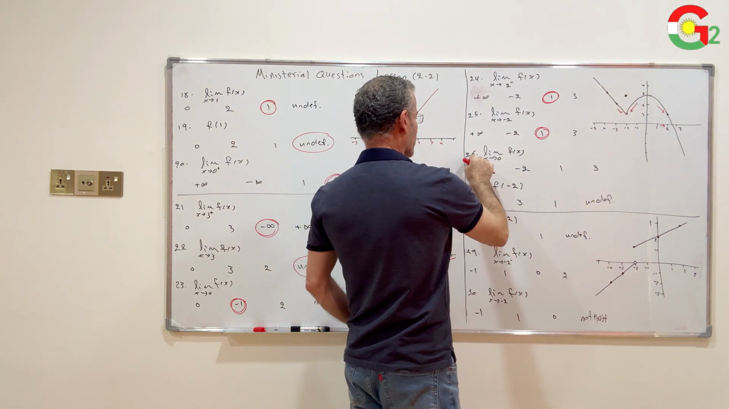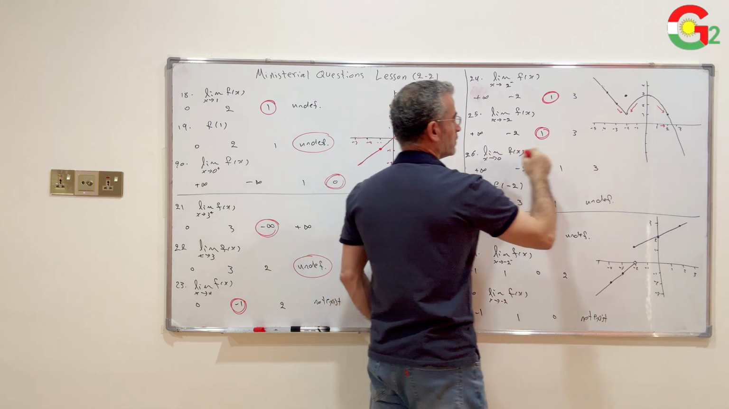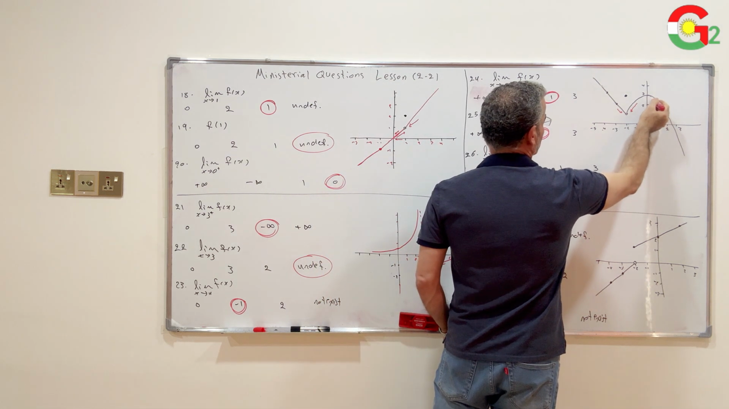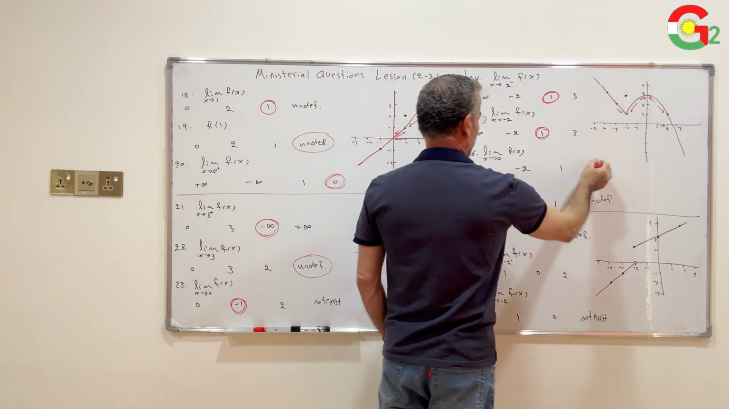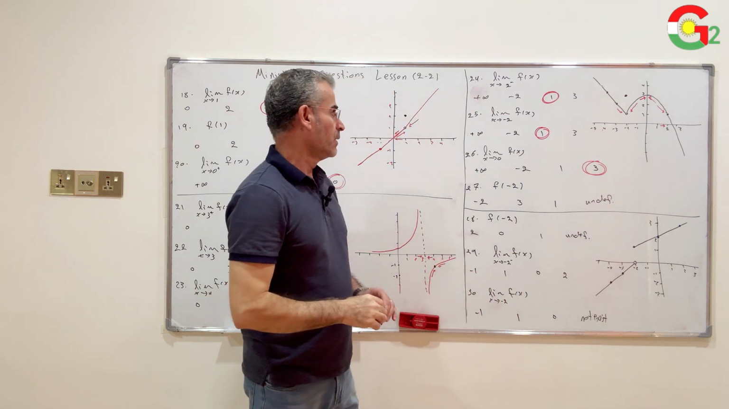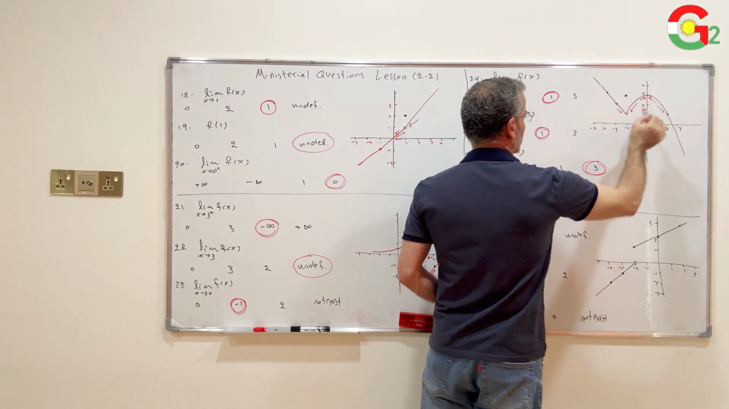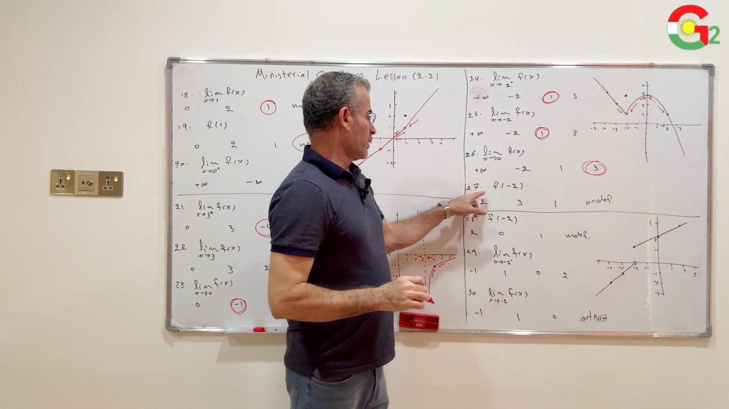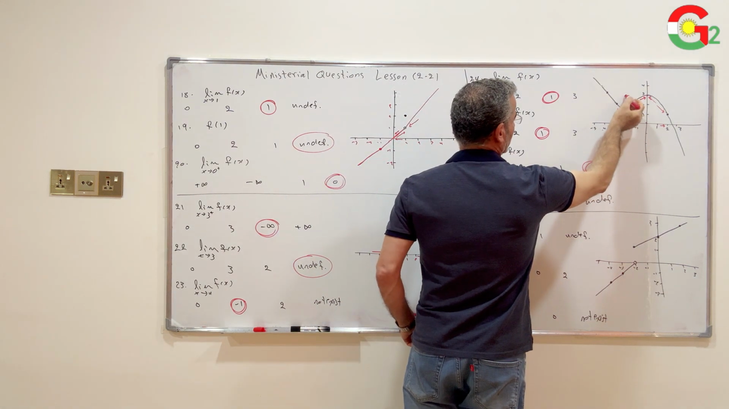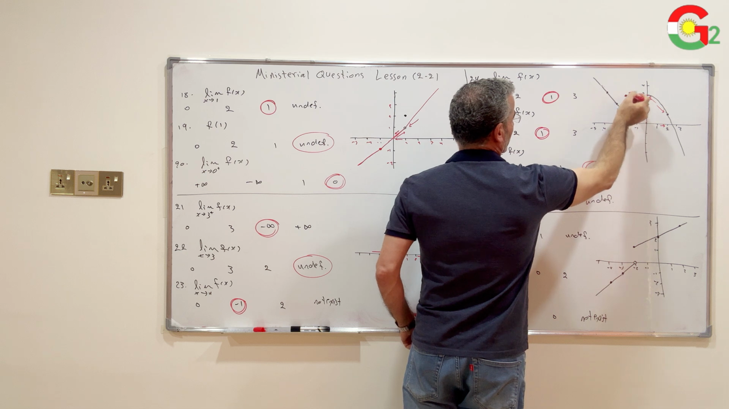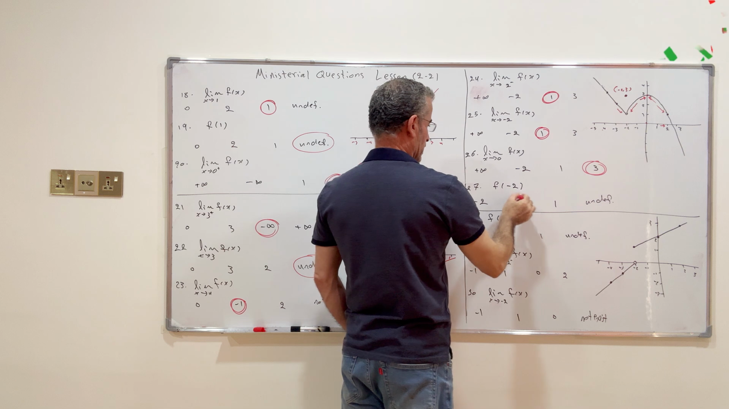Question number 26. Limit f of x when x approaches 0. This is 0. From right it is 3, from left it is also 3, then the right choice is 3. That is the y-coordinate of this point when x is 0. Question number 27, f of negative 2. This is negative 2. Here I have a gap, but here I have a point. It is (negative 2, 3). Then f of negative 2 is 3.